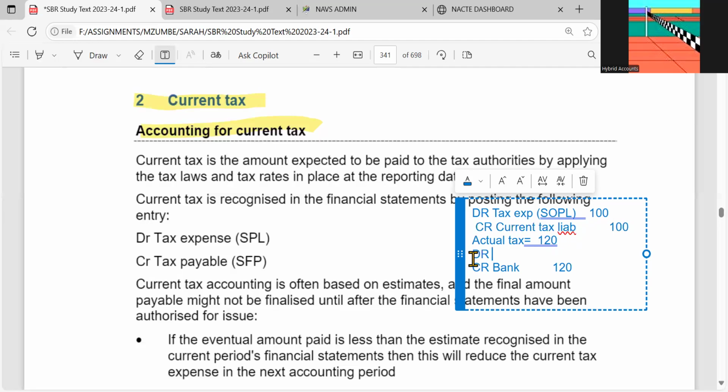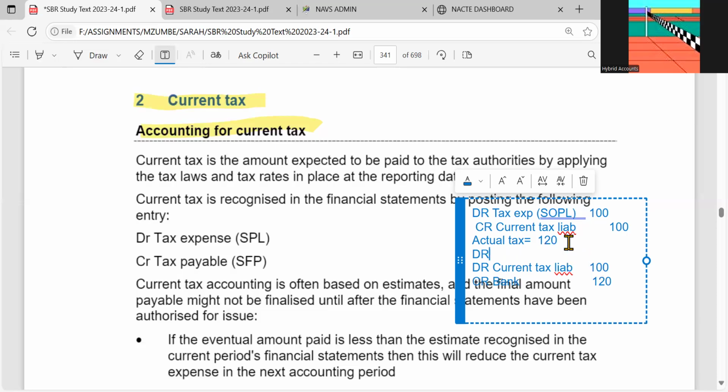And so I would debit the current tax liability at 100, because I'm just going to write that off. So you have the balancing figure, because actually it should have been 120. That balancing figure should be on the debit, because credit exceeds debit by 20.